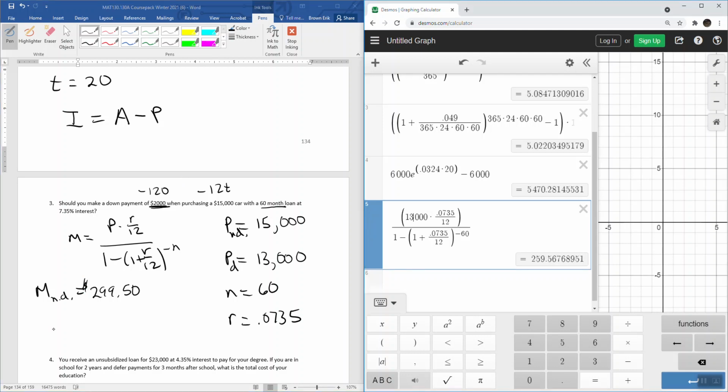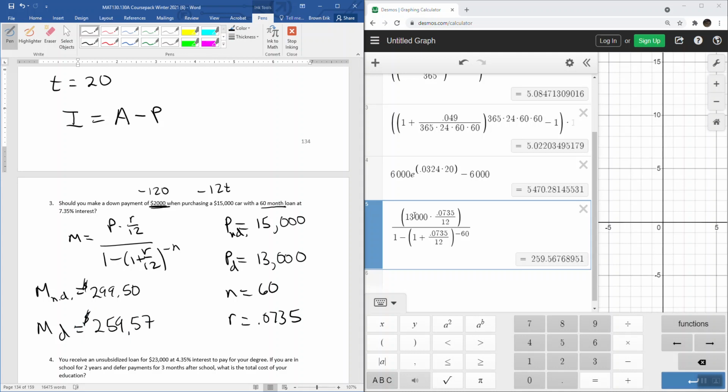All we have to do to get the cost with a down payment is change this to a 13, and now with the down payment, we're looking at $259.57 a month. So we're saving $39.43 a month. So that might be nice, but we had to front $2,000.